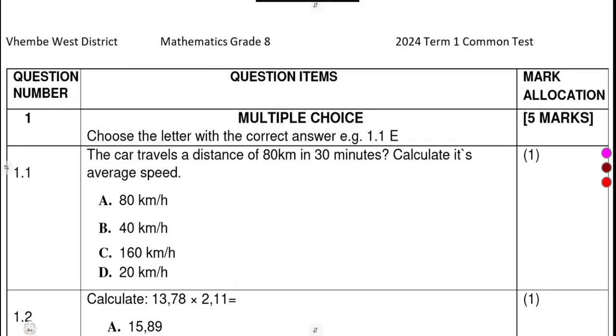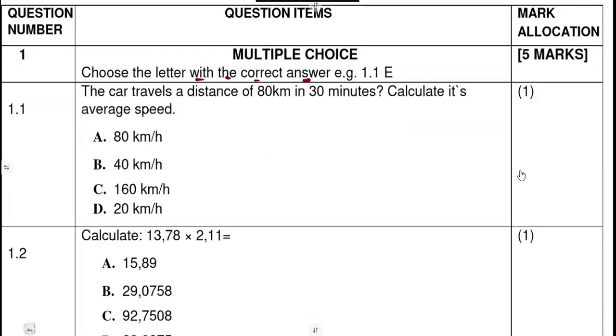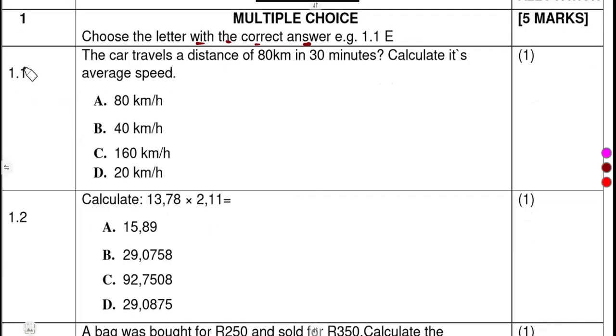So this is it, guys. On question number one, we are given the question items, then the mark allocation. This is a multiple choice. Choose the letter with the correct answer. So you're going to choose, for example, 1.1, the answer is E, just as an example. All right, so let us consider the first part, 1.1.